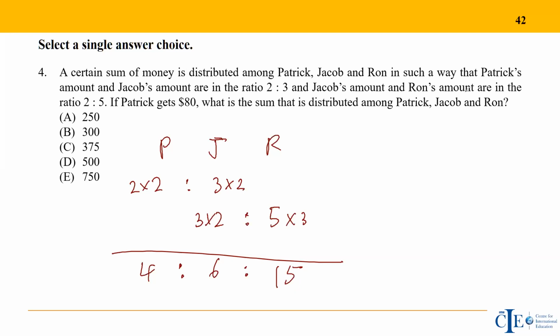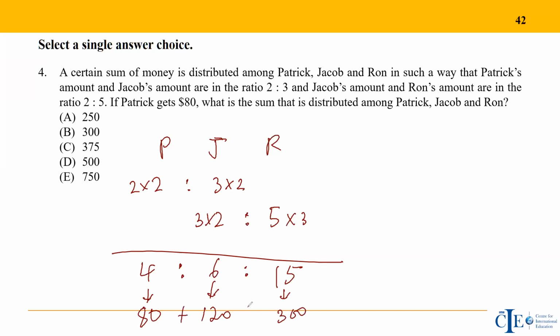Now what is given is that Peter has 80. So these 4 parts actually correspond to 80, which means it's 20 times more. So 6 would be 6 into 20, because 4 into 20 gives you 80. So 6 into 20 would be 120, and 15 into 20 would be 300.